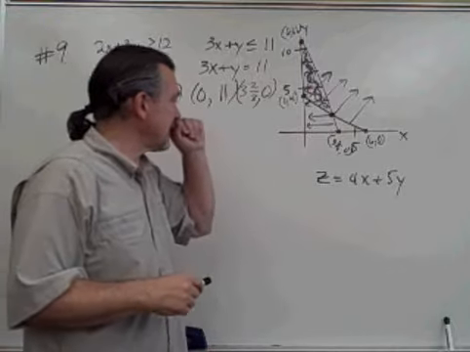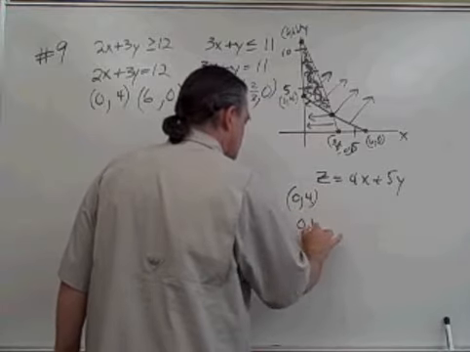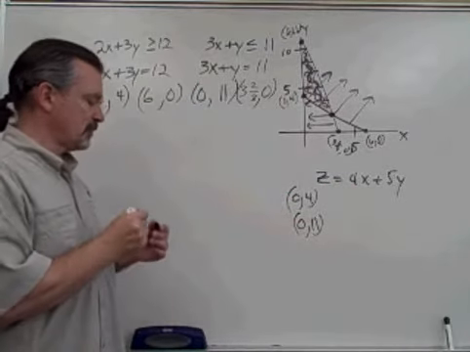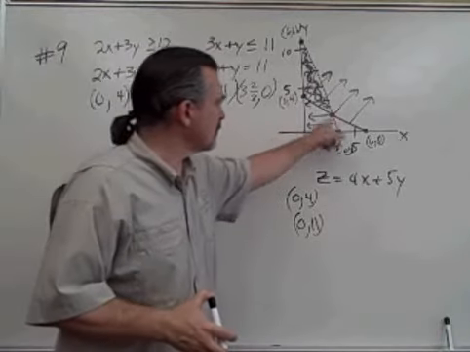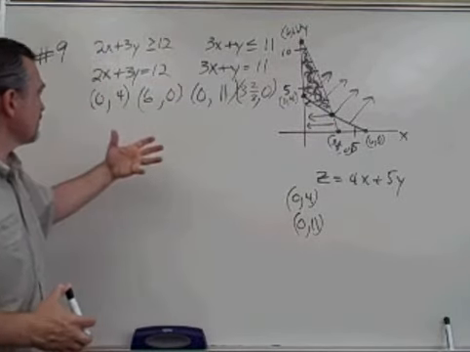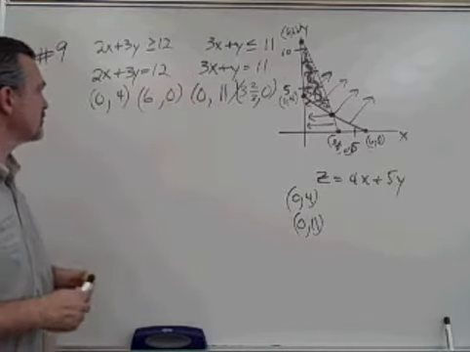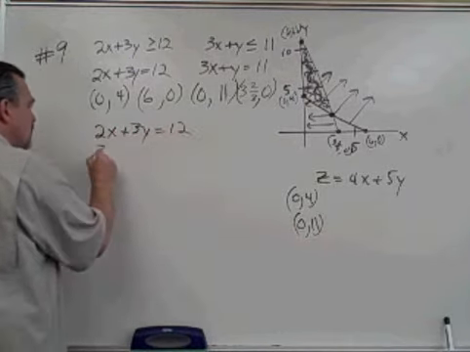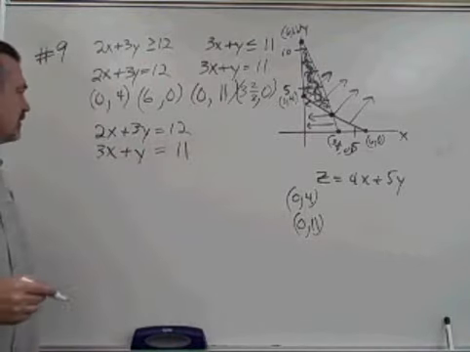So I need to figure out what that last corner point would be. I have the corner point 0, 4. I have the corner point 0, 11. And I'll be able to determine the objective function's value from those corner points. I just need to find that third corner point. Well, that corner point is created by the intersection of the two lines. And the intersection of the two lines is the solution to this system of two linear equations in two variables. So I need to solve this system to determine the coordinates of that corner point.